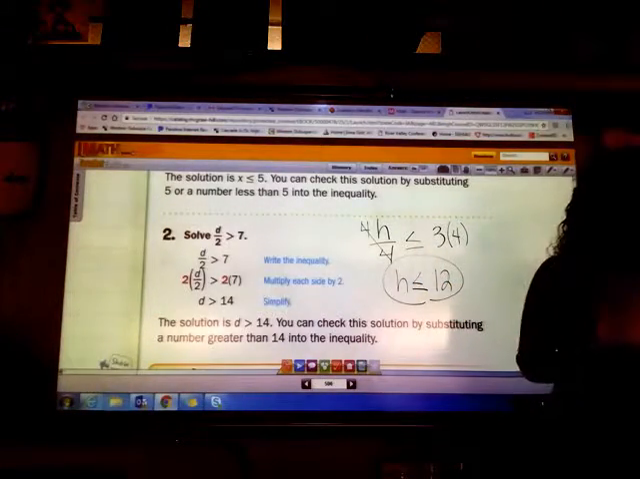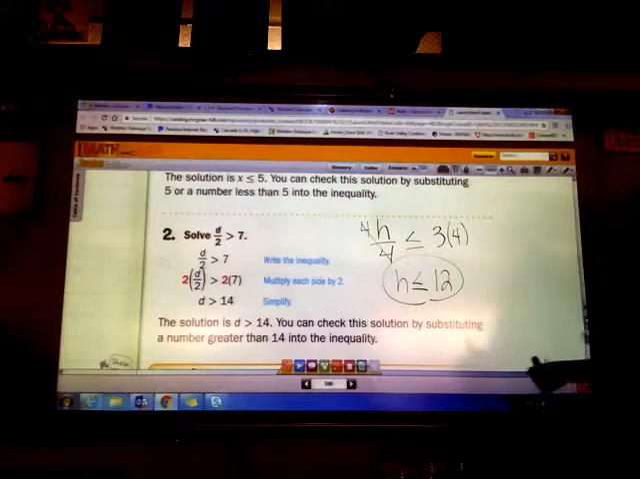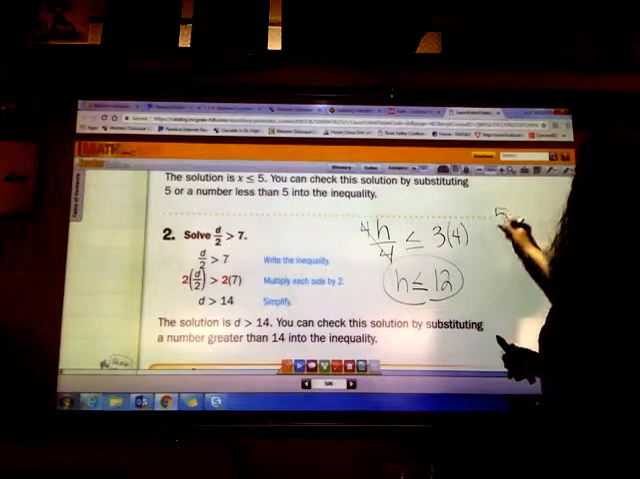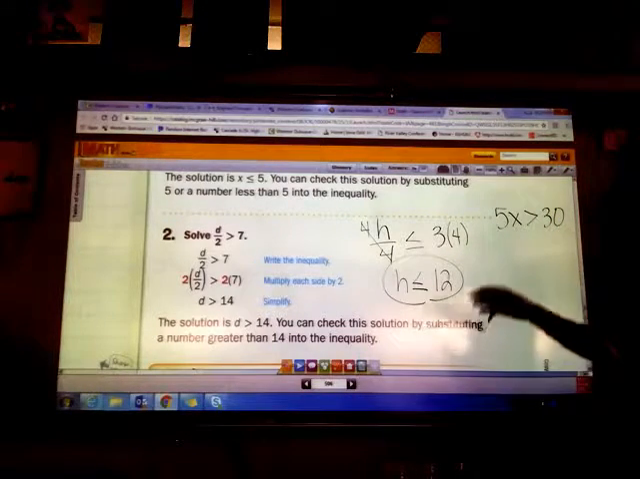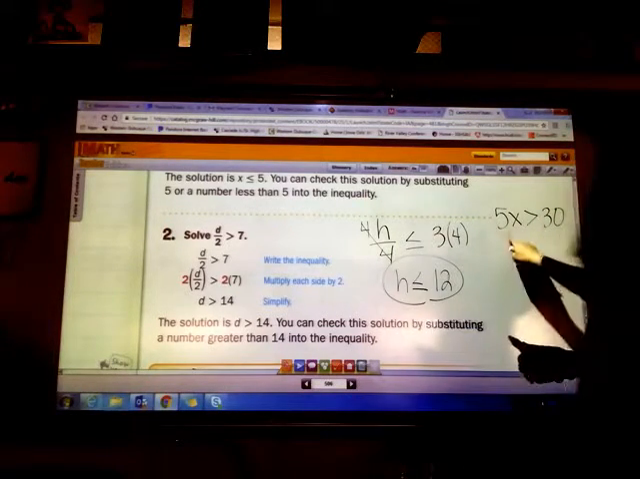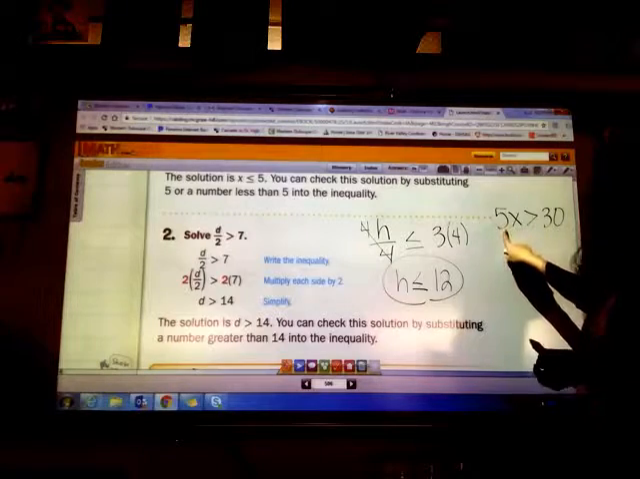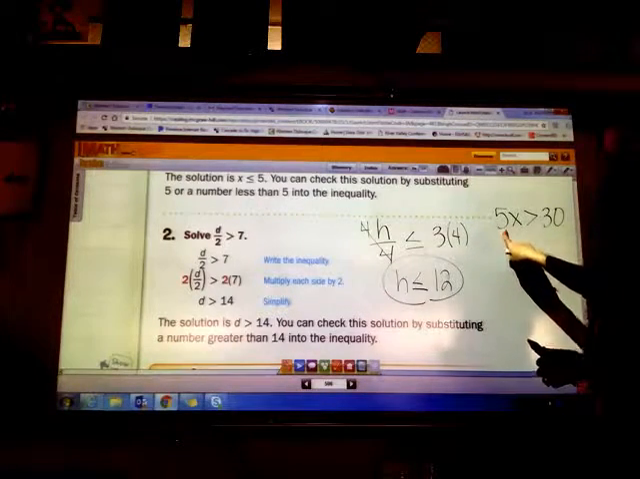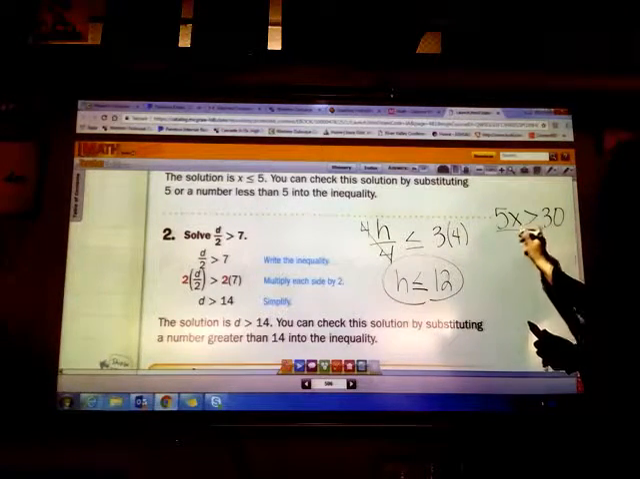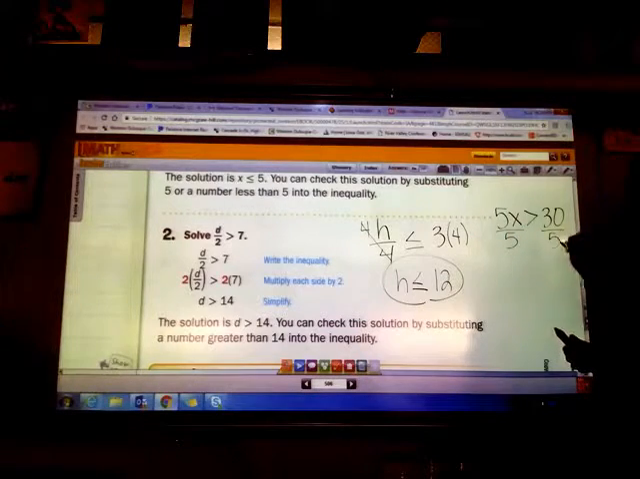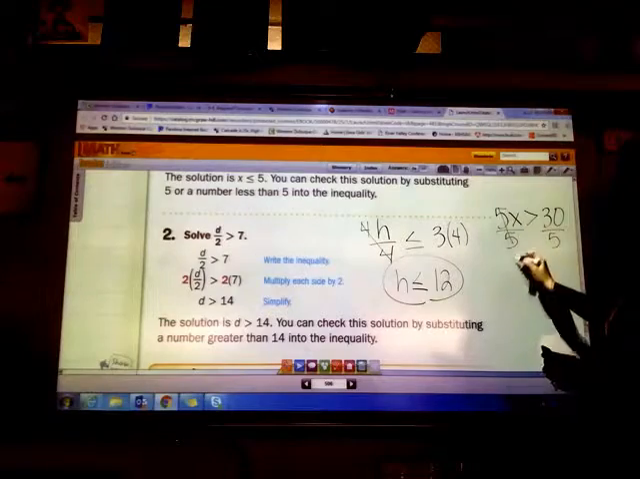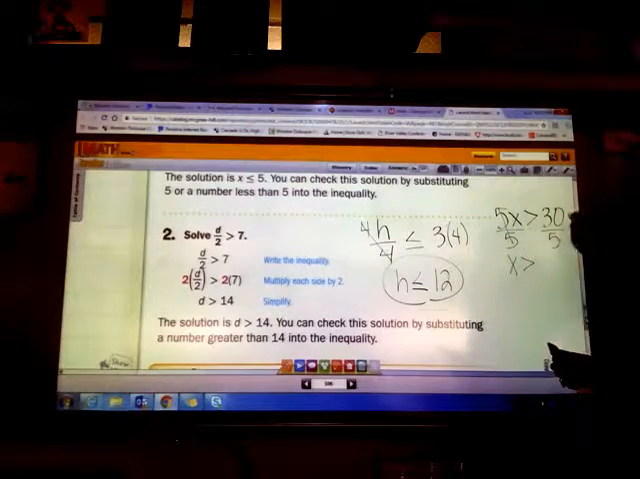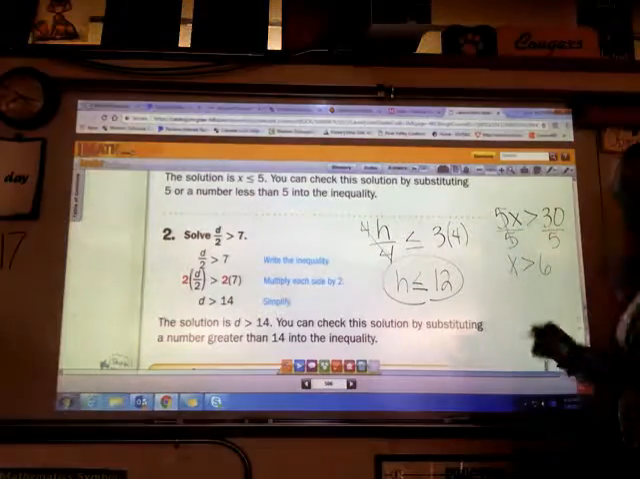Okay, let's go ahead and take a look at another example. I have 5x is greater than 30. Okay, so again, we're looking at it in the same way we would as an equation. I'm going to find my variable. My variable is being multiplied by 5. So the opposite of multiplying by 5 would be to divide both sides by 5. So we're going to be implementing the division property of inequality. 5 divided by 5 is 1. So x is greater than 30 divided by 5, which is 6.